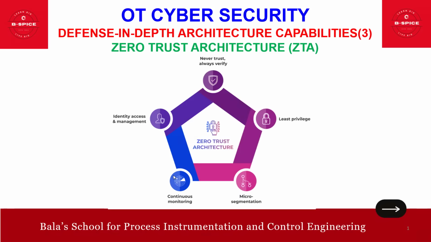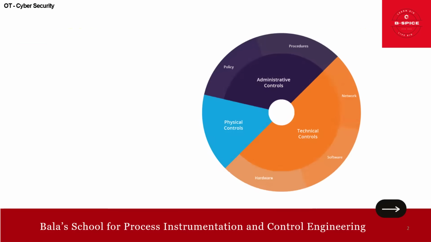Just remember this matrix, friends. It's all about zero trust, in the sense of identity access management, never trust, always verify, least privilege, micro segmentation, and continuous monitoring. This is all about the zero trust architecture. Just remember all these words. This is what we are going to talk about in this session.